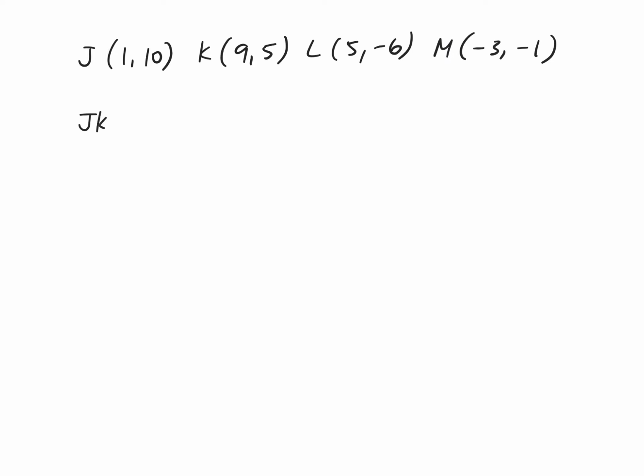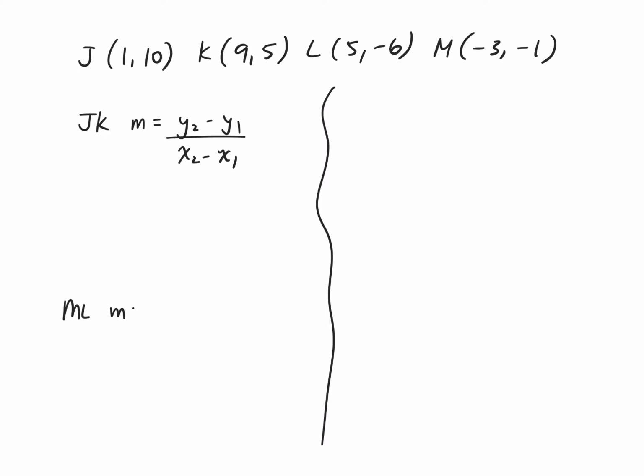So just to reiterate, we're finding the slope of what? JK, y2 minus y1 over x2 minus x1. And we want to see if that is parallel to which slope? ML, thank you. So you're going to find the slope of ML. And then we want to see that JM, right, is parallel to KL. So you're finding all those slopes.